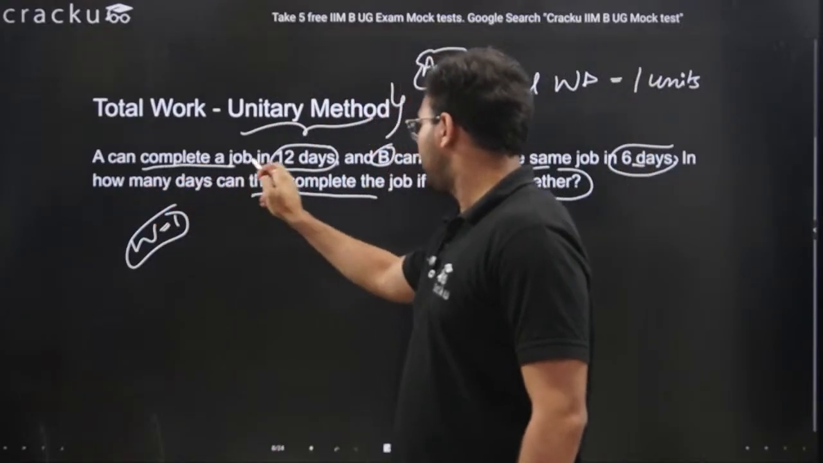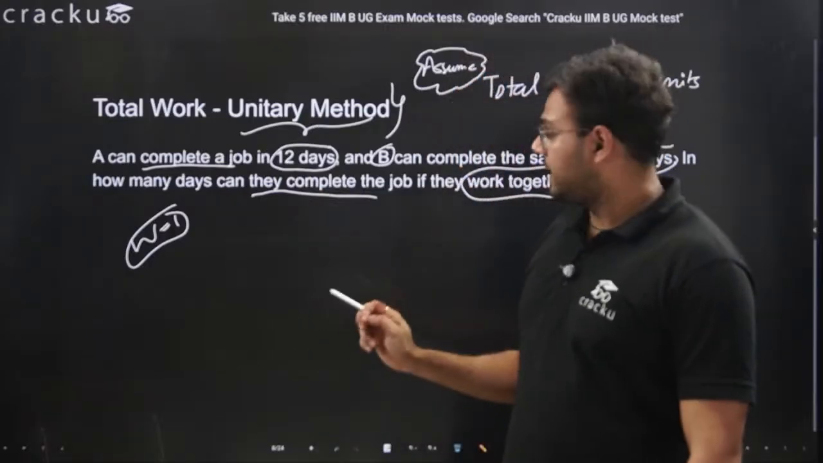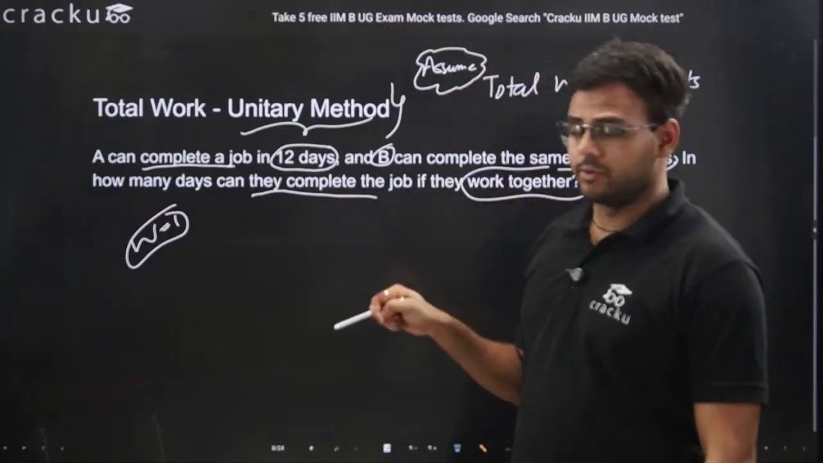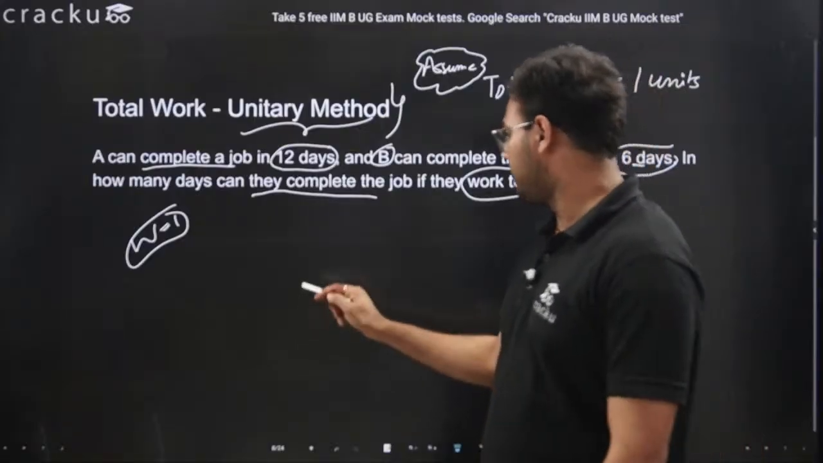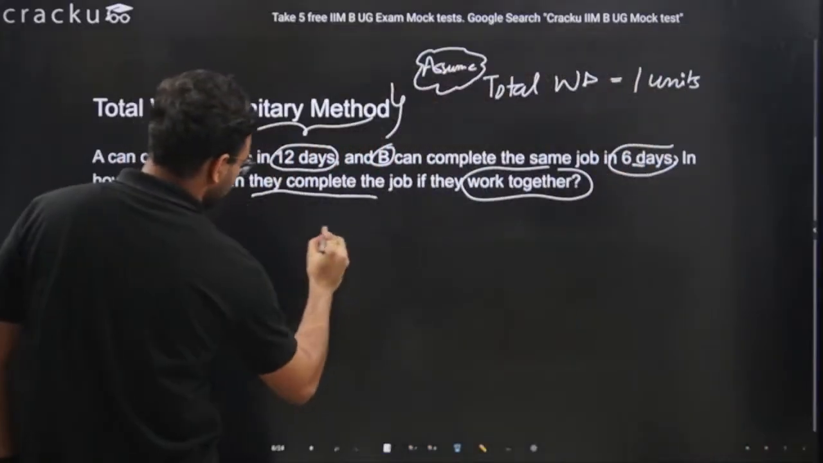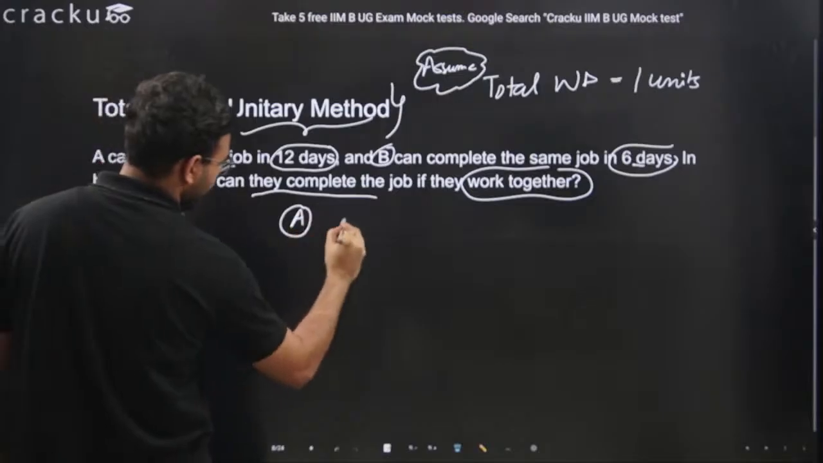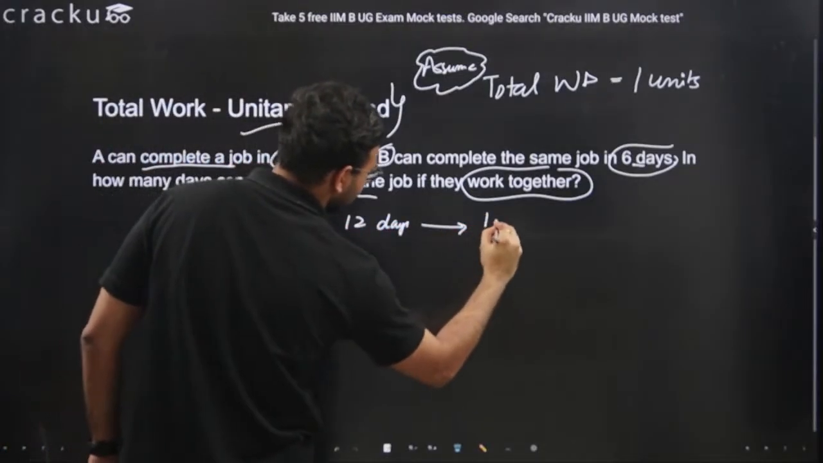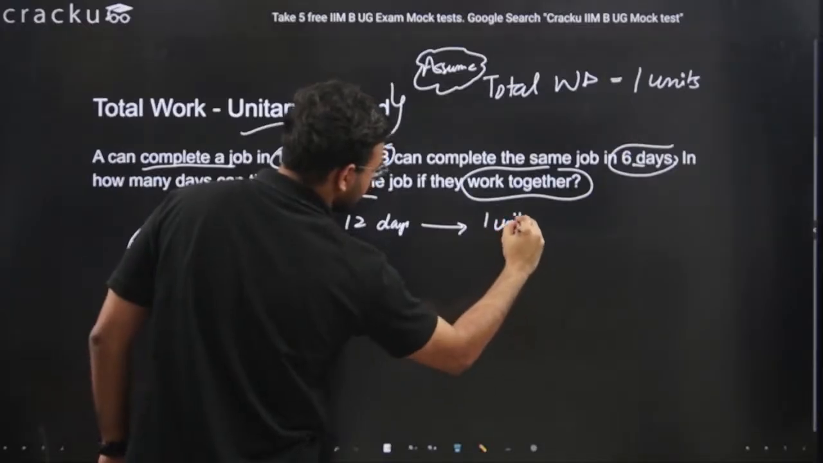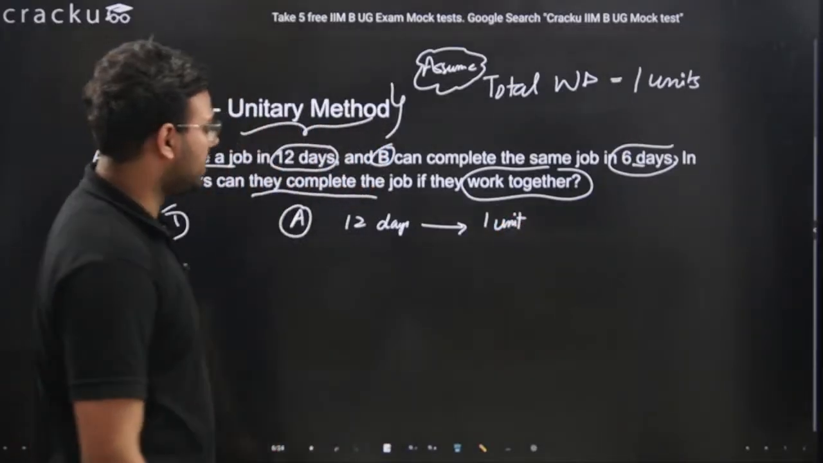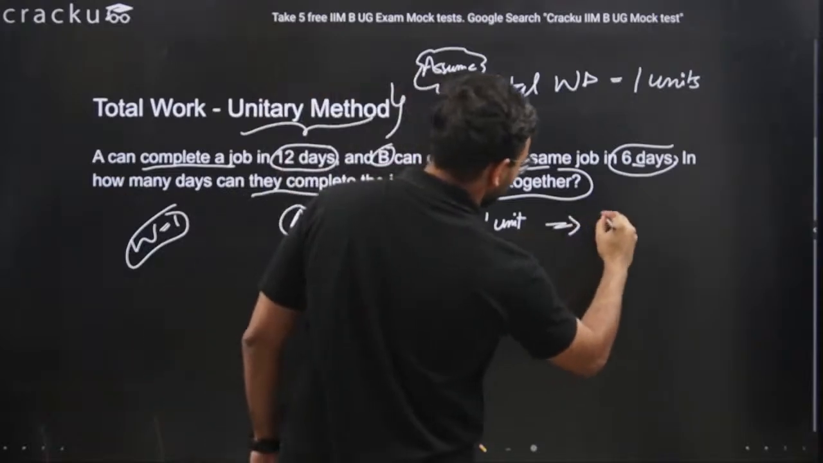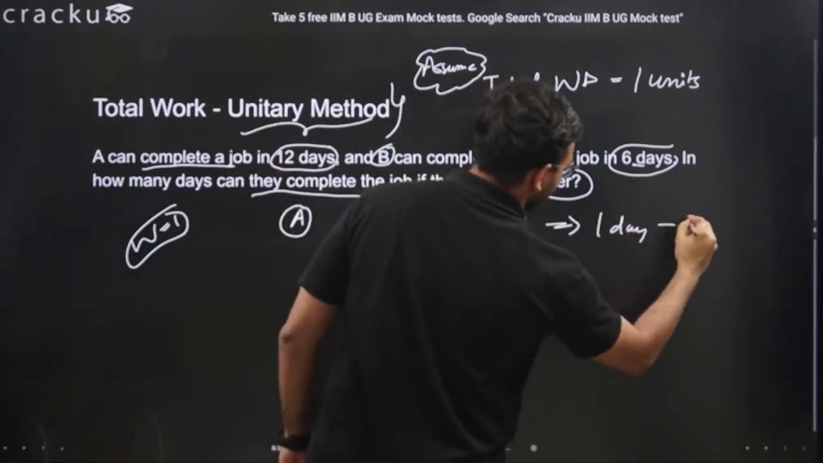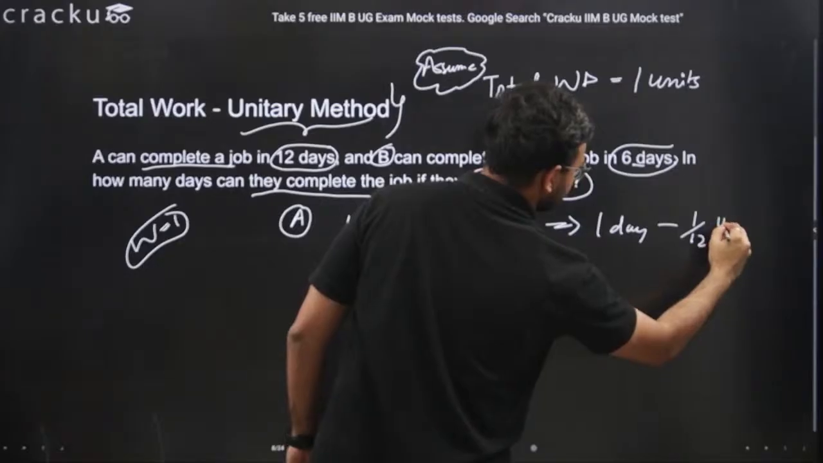A can complete a job in 12 days. What is a job? The job is 1 unit. A is taking 12 days to complete this 1 unit. So I can say in 1 day he is doing 1 by 12 unit.